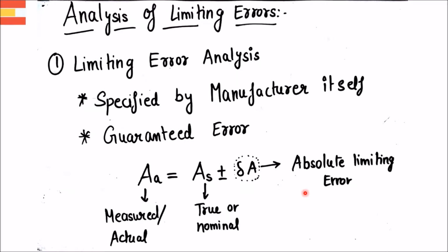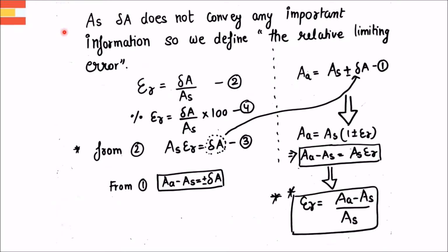Absolute in terms because it has some unit. The absolute error is defined by the manufacturer. It does not convey any important information. So as per our use, we have to define some other term, that is relative limiting error, and that is the ratio of absolute error divided by the true value. As the true value changes, relative error changes, but absolute error does not change because it is defined by the manufacturer. So as per our use, we use the relative error, so that it gives a better picture. Percentage can be calculated by just multiplying by 100, everybody knows that.